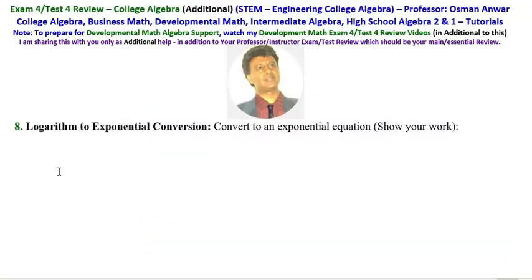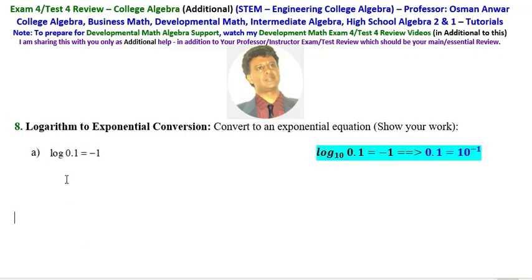Number 8 is logarithm to exponential conversion. Convert to an exponential equation. A, log of 0.1 equals minus 1. Log without a base means log base 10. So this is log base 10 of 0.1 equals minus 1. Take the 10 and raise it to the minus 1, drop the log, then that is 0.1 equals 10 to the minus 1.